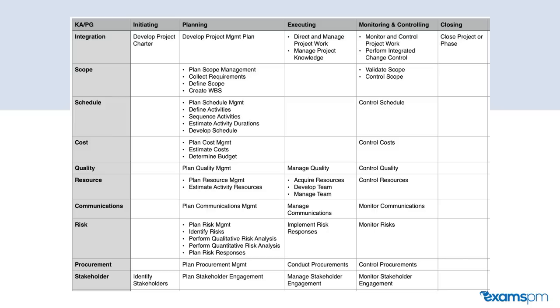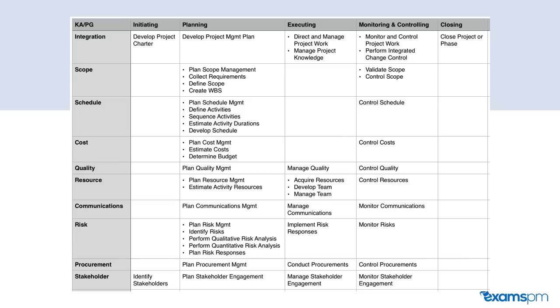And then we moved on to executing, and the way that we can memorize all of the processes in the executing process group is using the formula manage to the power of 5 plus DAD is correct. DAD is all capital case because each letter of the word DAD is going to match with the letters of the processes in the executing process group. And then finally, we moved on to monitoring and controlling. The formula that we can use to memorize all of the processes within monitoring and controlling is monitor to the power of 4 plus control to the power of 6 plus VP.